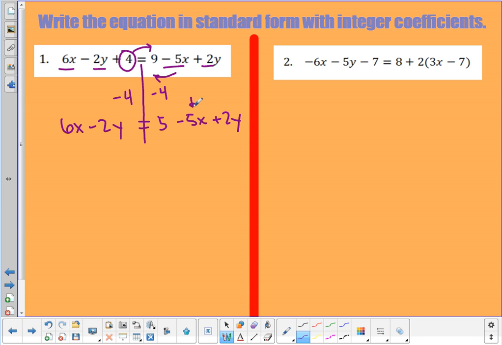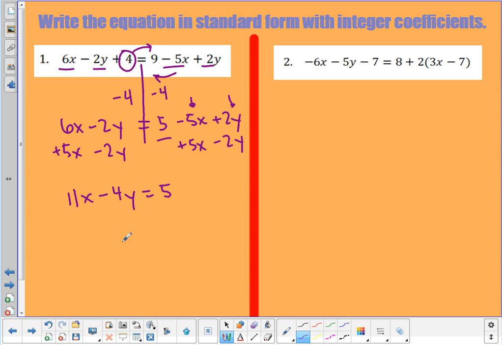Now I need both the x term and the y term to move back over to the left because I want them together on the left-hand side. So I'm going to add 5x, and at the same time, I'm going to subtract 2y. I can do those two in the same step since they're not like terms, they don't affect each other. And I don't have any distribution going on, so I can do them together. 6 and 5 is 11, so 11x minus 4y is equal to the constant that was still there, 5.